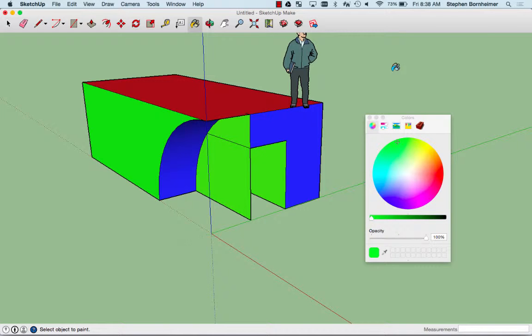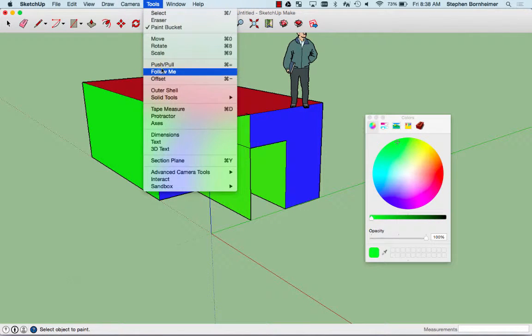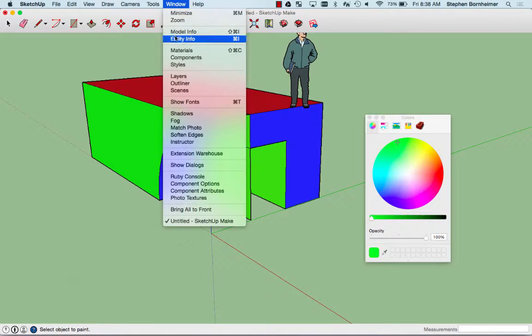One of the things we're going to be looking at today is different views. So we can look at, let me pull up my tools here. Windows. Hang on. Where is it at?